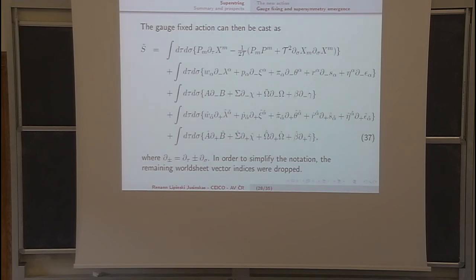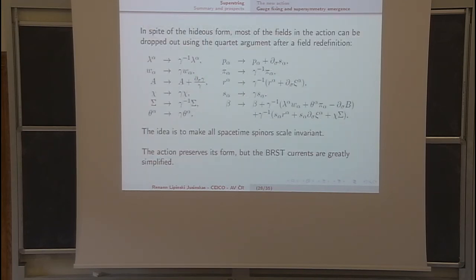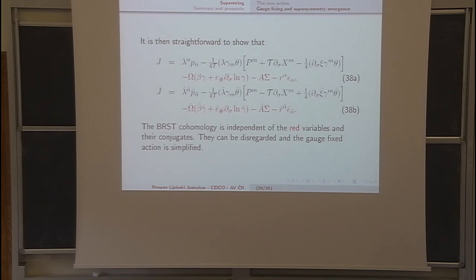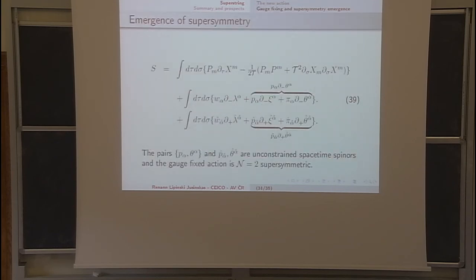Again, you can simplify it a lot by analyzing the action or this field redefinition in terms of this gamma, this scalar ghost. Right? So basically, if you require that all the space-time spinors are invariant under the scaling symmetry, you'll find these field redefinitions. The action will preserve its form, but the BRST charge is simplified to this one. Right? And you can use the quartet arguments to say that these lines in red don't contribute to the cohomology. And again, you can simplify the action a bit further. So this is the final form of the action.